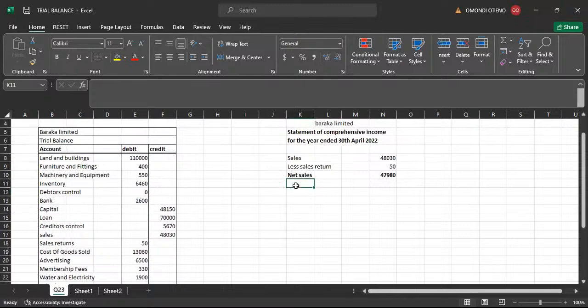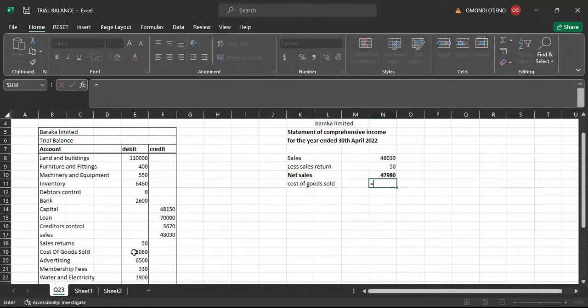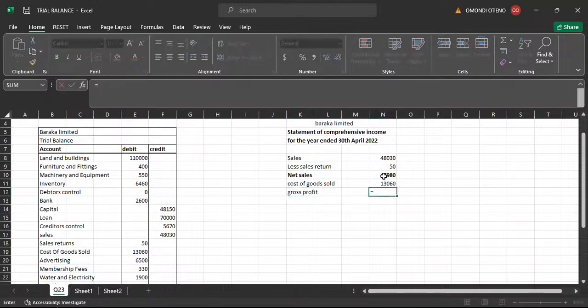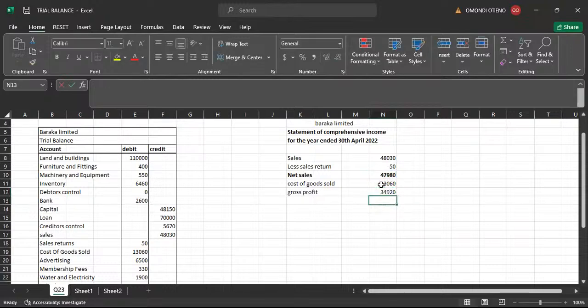So let's bring our cost of goods sold. We are able to see it is equivalent to this. But because we are going to less it to get a gross profit, you can just have it here or indicate a negative against it. So our gross profit is equivalent to net sales minus cost of goods sold. That is the gross profit.